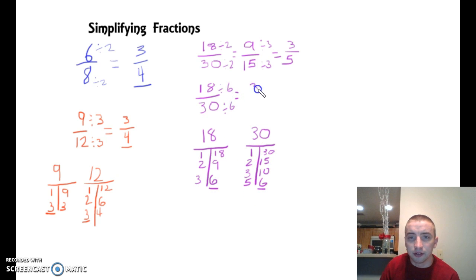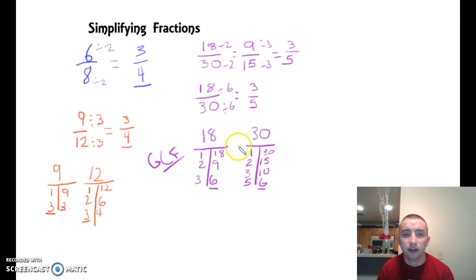18 divided by 6 is 3. 30 divided by 6 is 5. So if I have the greatest common factor, it goes quicker. I don't have to do as many steps. Alright, so let's take a look at one more.